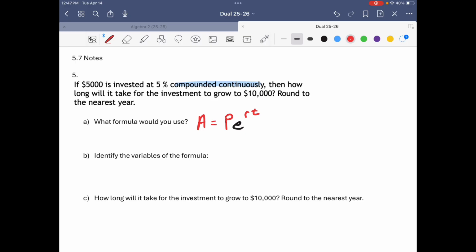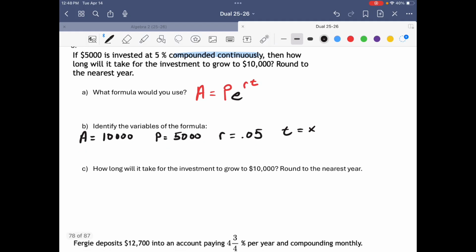Okay. So in this question, do I know what A is? Yes, because I want my investment to grow to $10,000. So I want $10,000 at the end. I'm going to put into the account 5,000 at the interest rate of 5%. That would be 0.05. And then t, that's my x. So I don't know how long it's going to take to get from 5,000 to 10,000. So we've got to solve this, right?